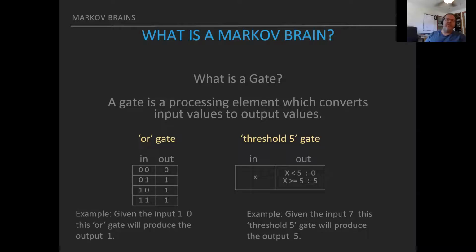So for example, here are two examples of gates. An OR gate takes two binary inputs and generates a binary output, the OR of the two inputs. This threshold 5 gate takes an integer input and compares it to 5. If it's less than 5, it outputs 0. If it's greater than or equal to 5, it outputs 5. So a gate can be any logic.